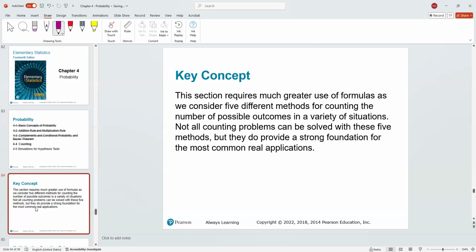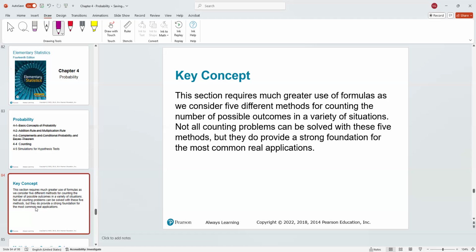Probability concepts typically require that we know the total number of simple events. So this section requires much greater use of formulas as we consider 5 different methods for counting the number of possible outcomes in a variety of situations. Remember, counting is very important.